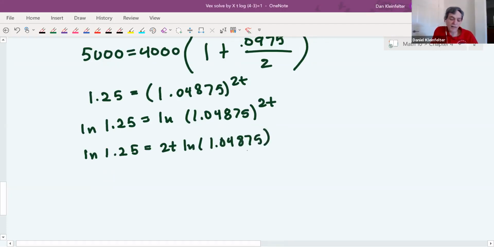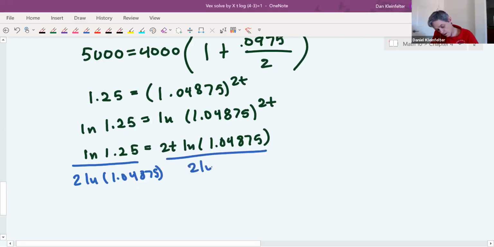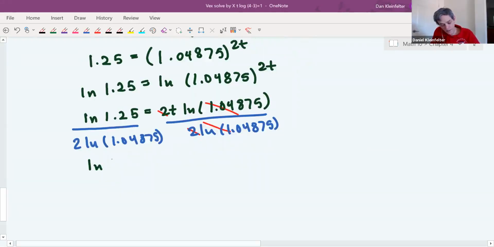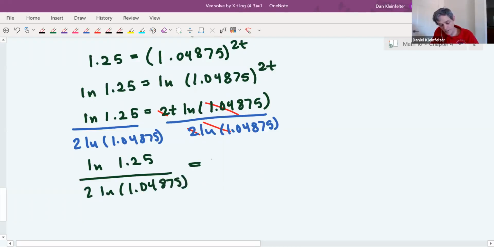And then finally, we want the t by itself. So we're going to divide both sides by the 2 natural log 1.04875. That's what's going to make it so that our t is all alone on the one side. So we'll have natural log 1.25 over 2 natural log 1.04875. That will be our t.